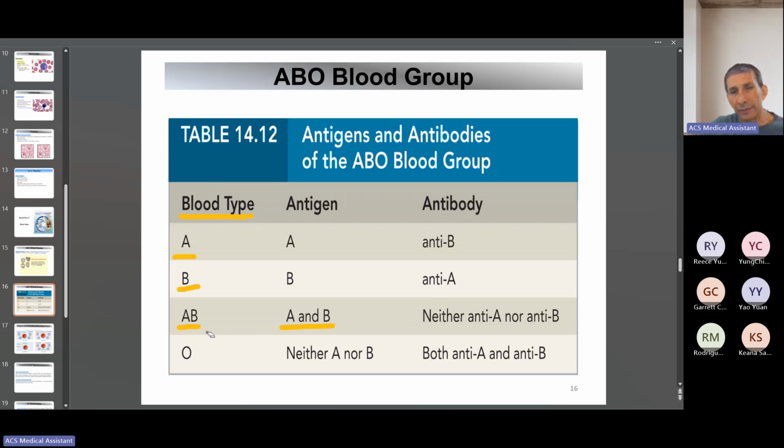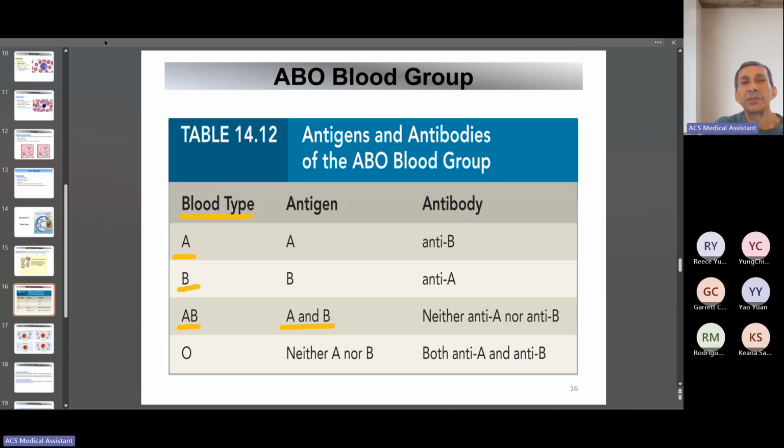Now think about AB. It has antigens A and B. So what antibodies should I have? None. Neither. Why? Because if I have antibody A, it's going to kill my A antigen. If I have antibody B, it's going to kill my B antigen. So not good, right? So no antibodies.